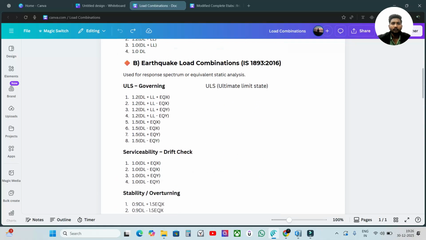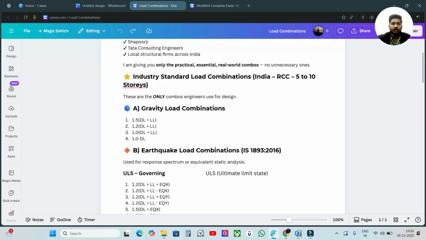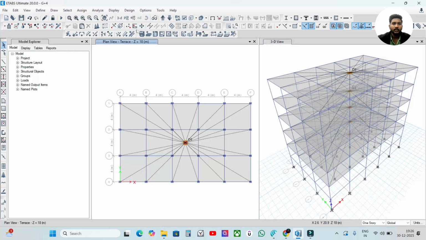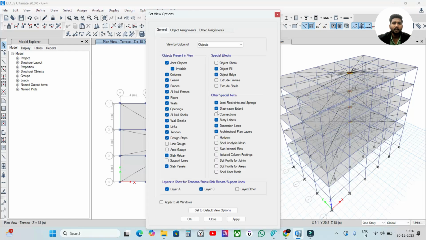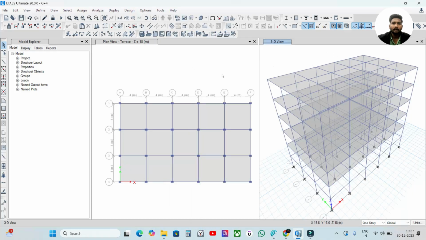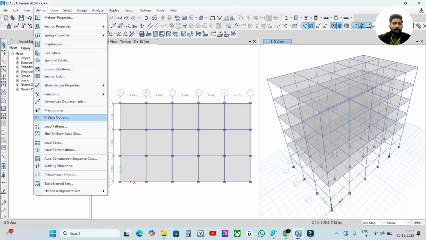Okay, now we will see how to add them in our ETABS. For adding them, we go to ETABS and just undeform it. If it is not undeforming, go to Set Display Options. A window will open. Here we have to choose the diaphragm extent. Click on apply. Here also choose the diaphragm extent in the 3D view, click on apply and click on OK. It will be released.